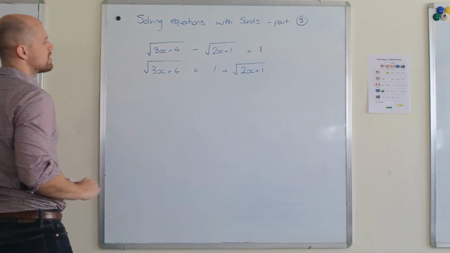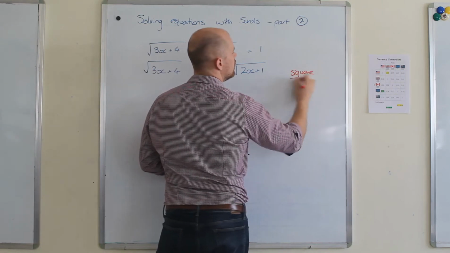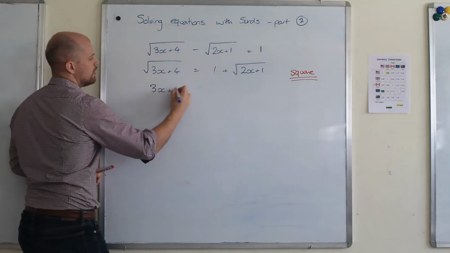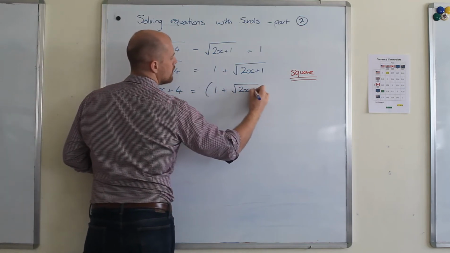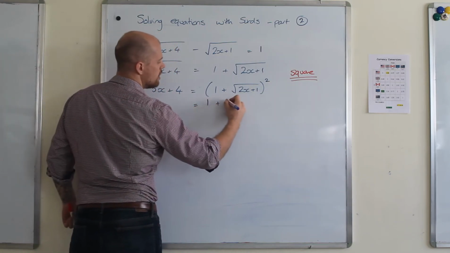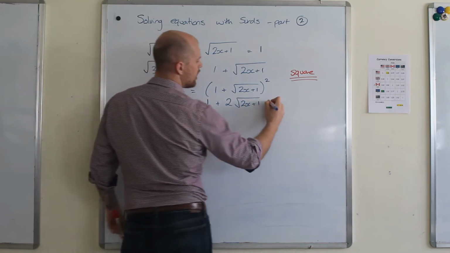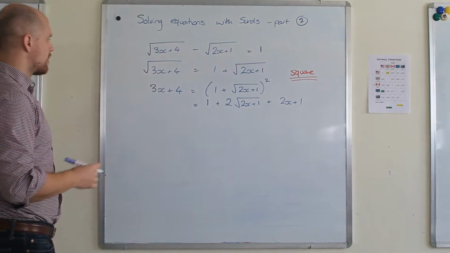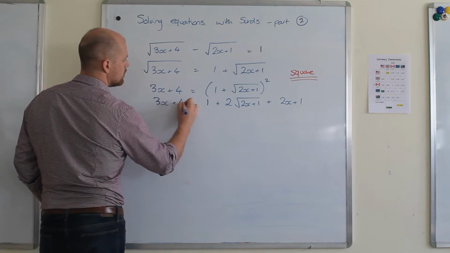So if I square both sides, okay, that's what I'm going to do. I'm going to square. On the left, the square root cancels. And on the right, I have this, which when we expand the brackets is 1 plus 2 lots of root 2x plus 1, and then plus 2x plus 1. That's what happens when you have the double brackets and you multiply it all together. So that equals 3x plus 4.